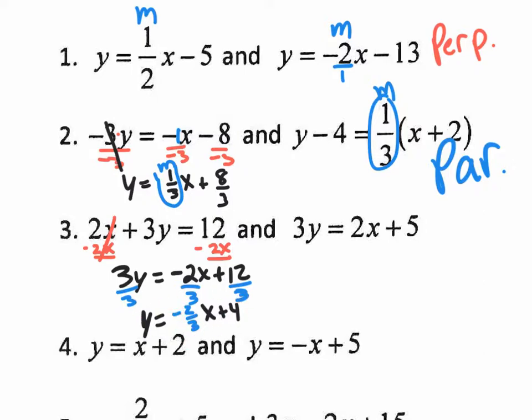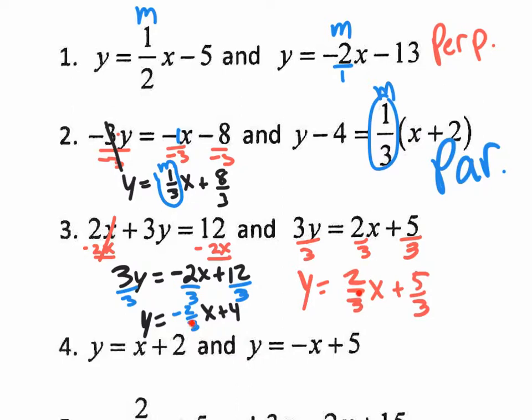And on the other one, I need to get y by itself, so I divide by 3, divide by 3, divide by 3. So I get y equals +2/3 x plus 5/3. I don't even care about the b value. But what I do want to do is compare my m value, my slope, which is -2/3, to the +2/3 m value. And these are definitely not the same. One's negative, one's positive. And they're definitely not opposite reciprocals. They're just opposites. So these are not parallel.